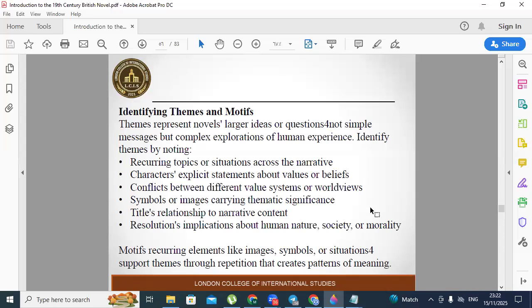For example, in Jane Eyre, fire and ice appear repeatedly as motifs associated with passion and reason, with freedom and constraint. Learning to identify and analyze themes and motifs is central to literary interpretation. This is how we move from describing what happens in a plot to examining what a novel means, what larger questions it explores, and what insights it offers.